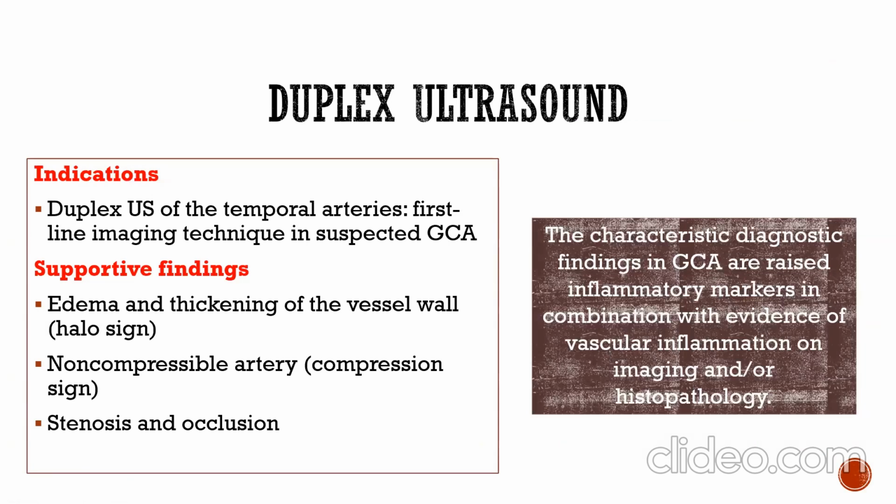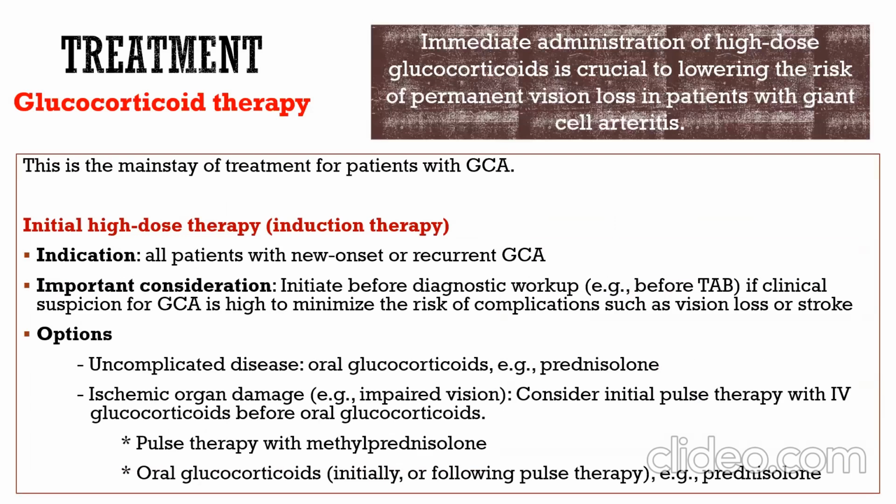Duplex ultrasound. Indication: duplex ultrasound of the temporal artery is the first-line imaging technique in suspected giant cell arteritis. Supportive findings: edema and thickening of the vessel wall, the halo sign, non-compressible artery, the compression sign, stenosis, and occlusion. The characteristic diagnostic findings in giant cell arteritis are raised inflammatory markers in combination with evidence of vascular inflammation on imaging and/or histopathology. Treatment. The basis of treatment is glucocorticoid therapy.